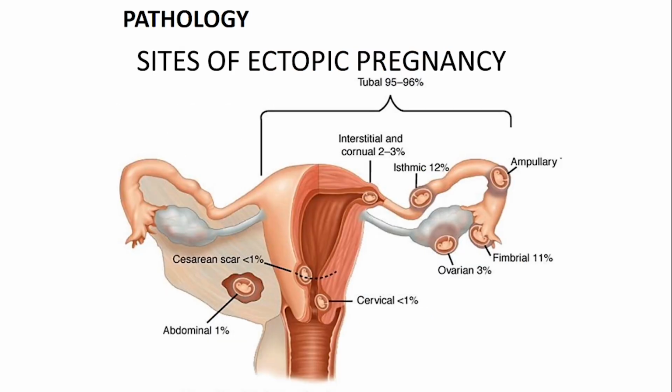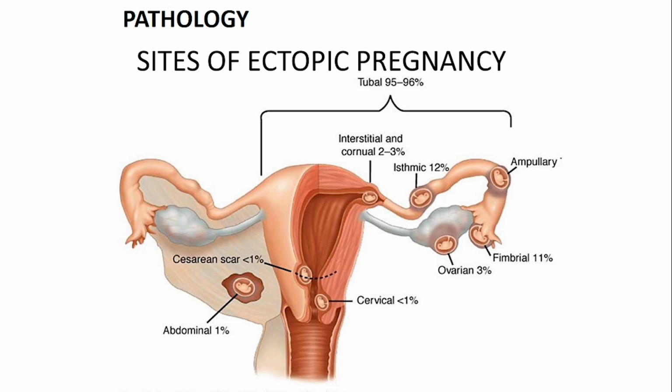Now, we talk about pathology. First, we look at the possible sites of ectopic pregnancy. Tubal ectopic pregnancy is the commonest, accounting for about 95 to 98% of all ectopic pregnancies. On the tube, the ampullary region is the commonest, followed by the isthmic and then the interstitial. We can also have fimbrial ectopics. Those are the ectopics on the fallopian tube. We can also have ovarian, cesarean section scar ectopic, abdominal pregnancy, and cervical pregnancy.